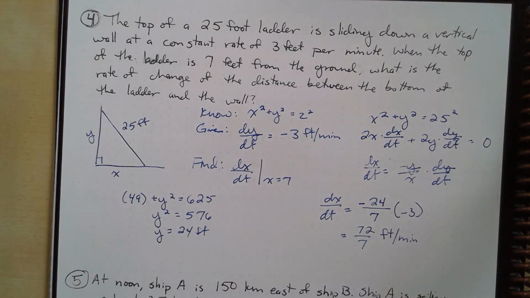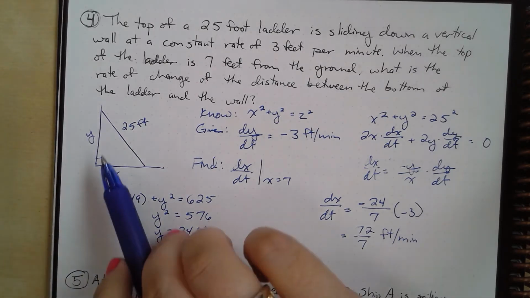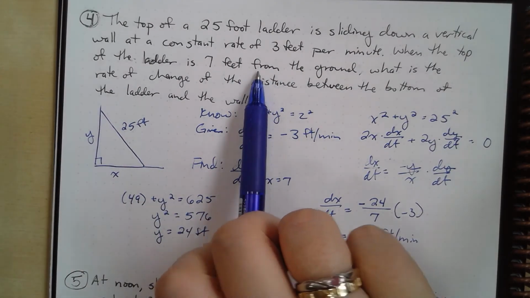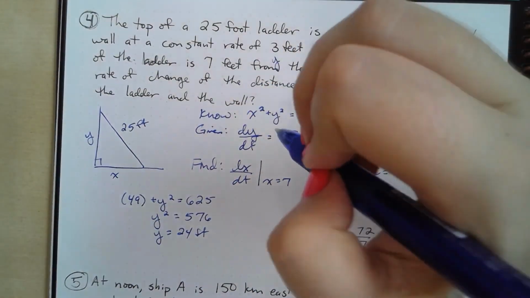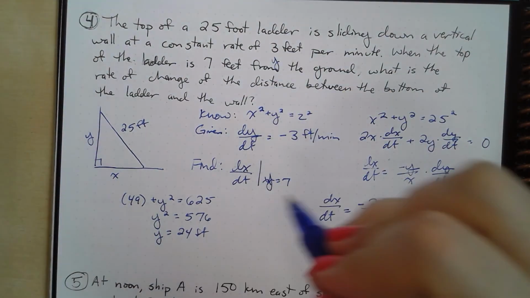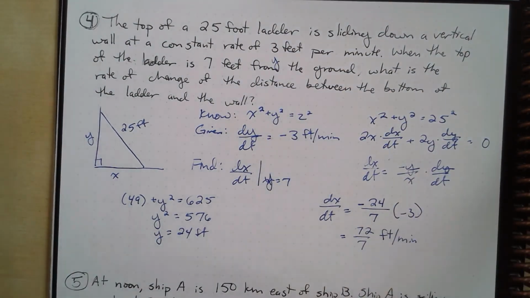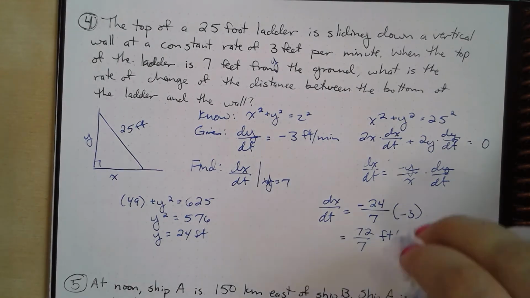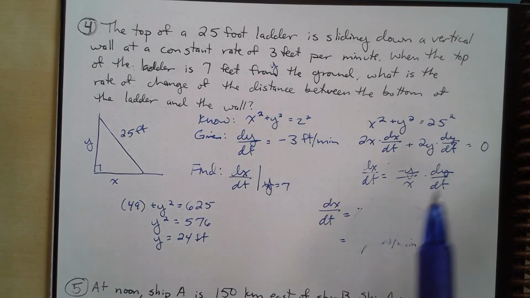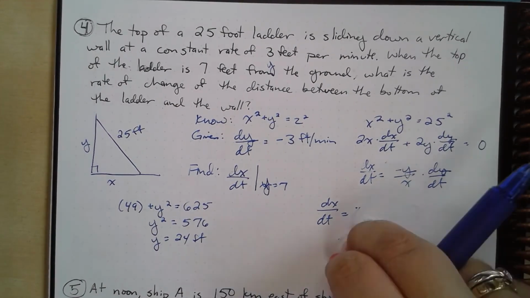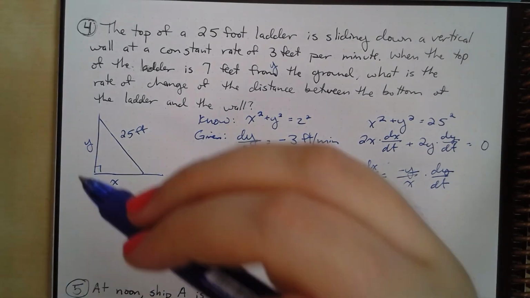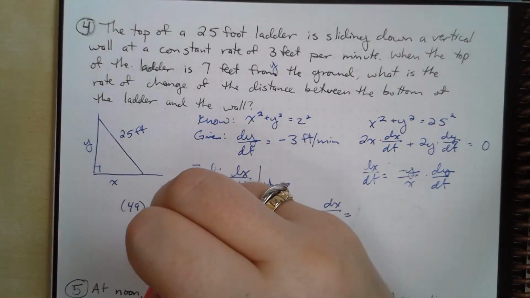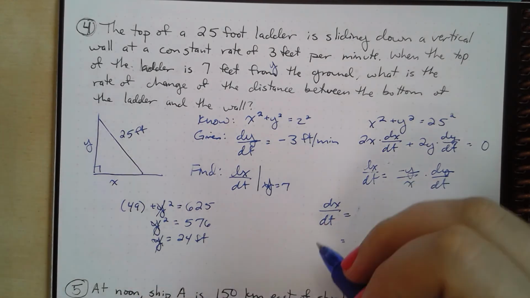Okay, I did make a mistake and I found it. The top of the ladder is 7 feet from the ground. That should be my y value. So this should be a y, and that doesn't really change too much, but it does change a little bit, mostly with my final answer here. So let's fix that. Here, I can just change all of these to x's. So x is equal to 24.